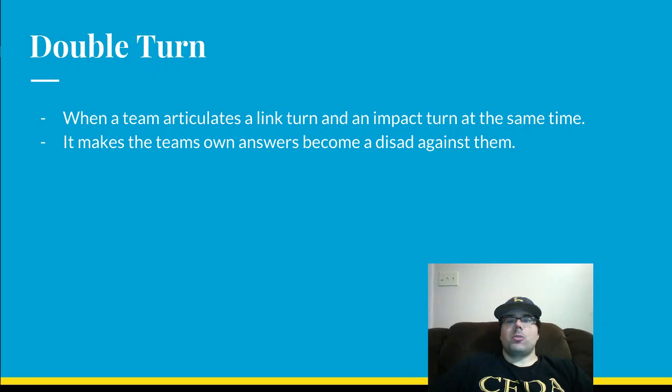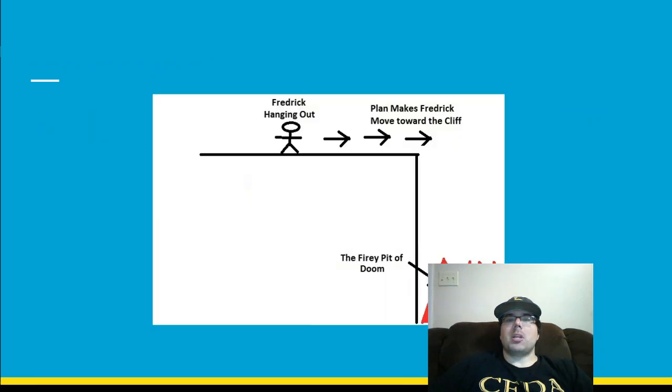So last thing we'll talk about is a double turn. And that is when a team articulates both a link turn and an impact turn at the same time. It makes a situation where a team's own answers become a disad against them. And we'll just diagram this out real quick. So if it is a link turn, you are saying that Frederick is moving in towards the pit of doom right now, that the plan stops Frederick from moving in that direction. So the link turn makes Frederick move away from the cliff.